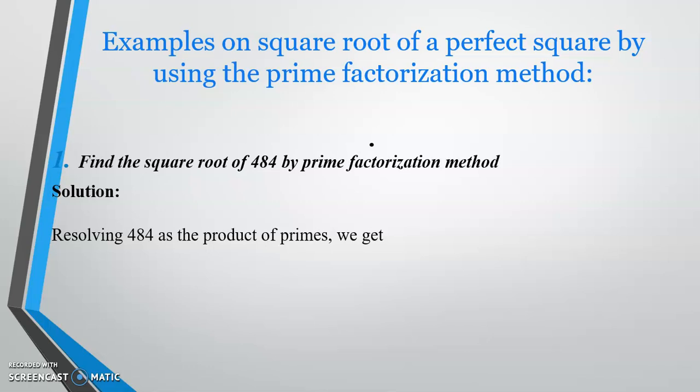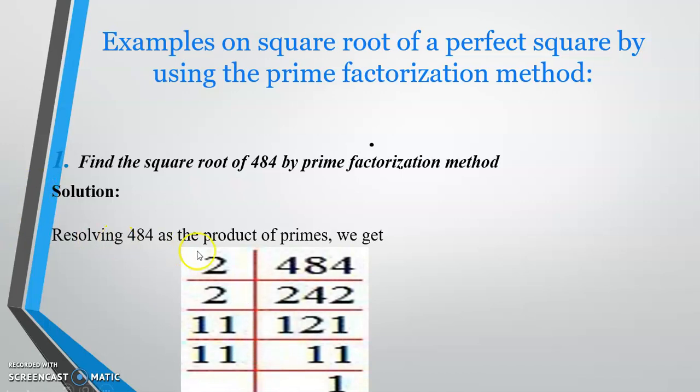We have 2 examples to simplify this for us. Now we have 484. We've been asked to find the square root by the prime factorization method. Now let's see what we get. We use 2. 2 divide 484 is 242. 2 divide 242 is 121. Now, can 2 divide this? No. 2 divide 4, 2. 2 divide 8, 4. 2 divide 4, 2.